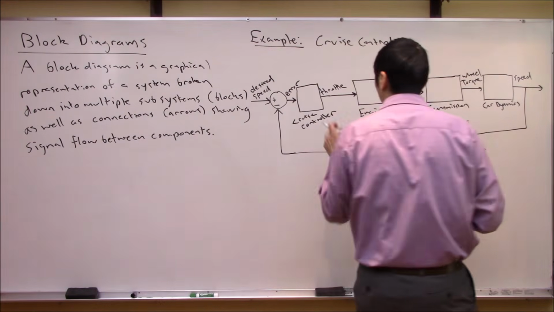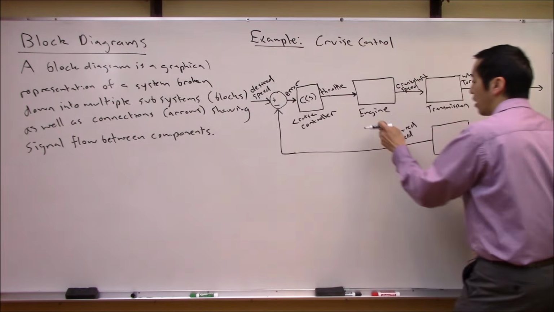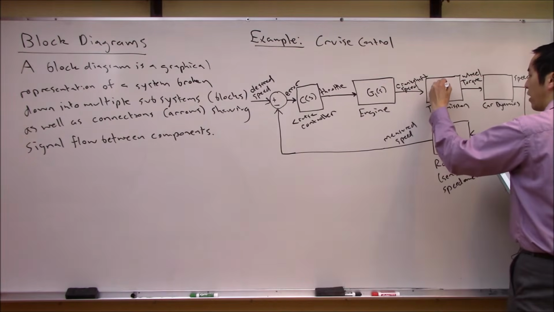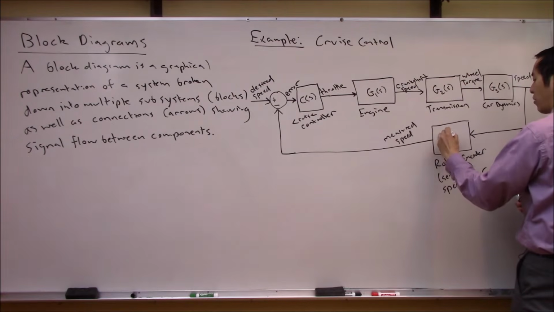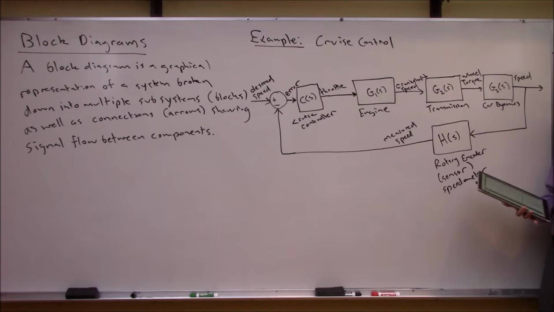So, for example, this controller, maybe let's call this some transfer function C of S. Maybe this is G1 of S, G2 of S, G3 of S, and maybe the sensor, let's call it H of S here. So again, we could represent all of them as transfer functions if we wanted to, okay?